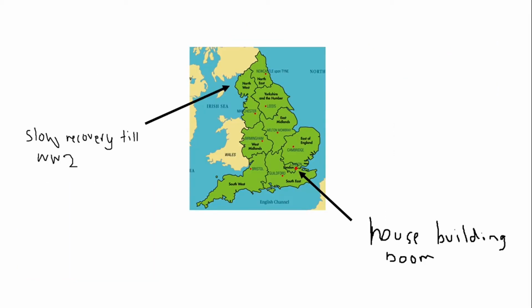Recovery in the UK was strong and rapid, especially in London and the southeast because there was a house building boom, but it was slower in the northern regions, in Wales and Scotland as well, because unemployment was persistent here, because there was little recovery in the shipbuilding, steel and coal industries.